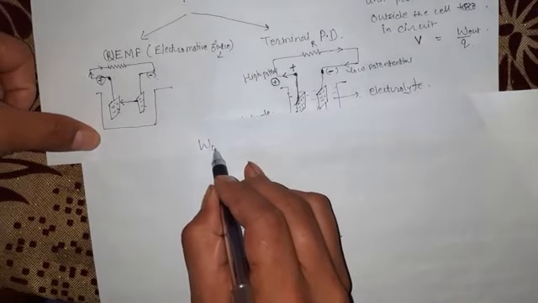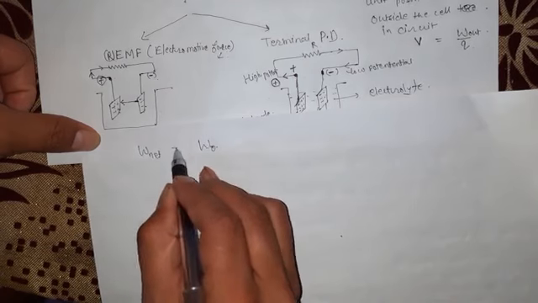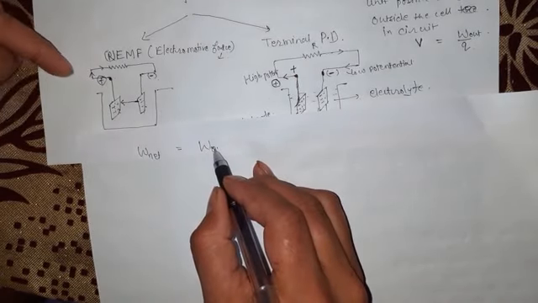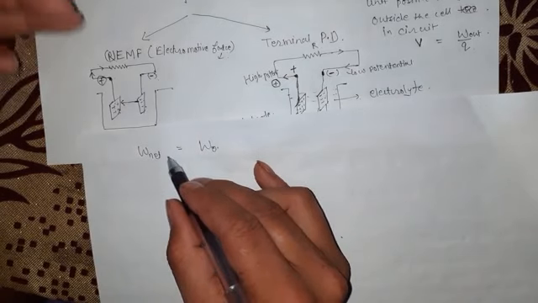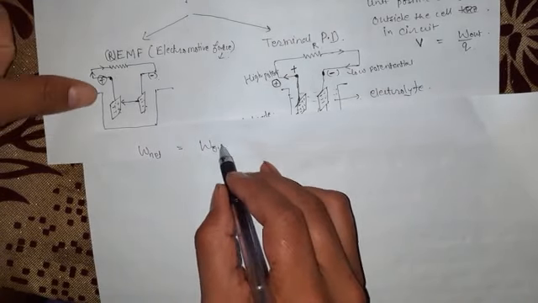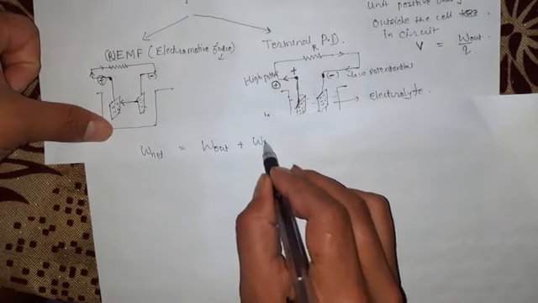The total work done, the net work done, is equal to, in moving this unit positive charge, the total work done. So this is work done outside the cell plus work done inside the cell.